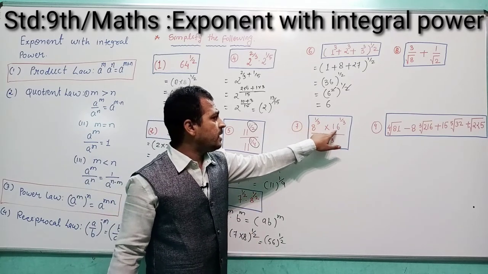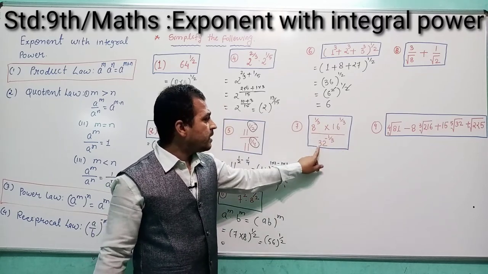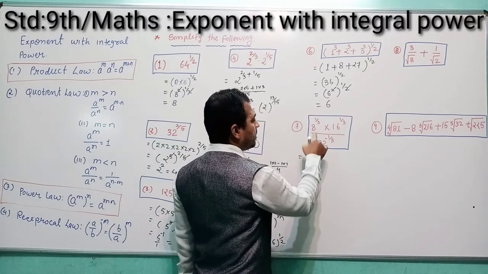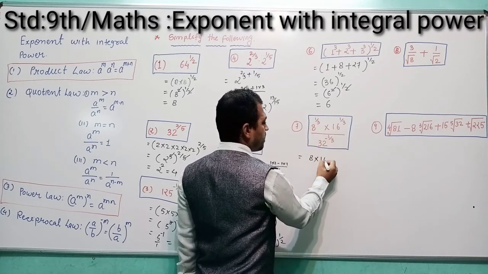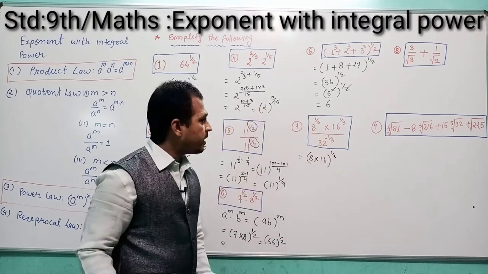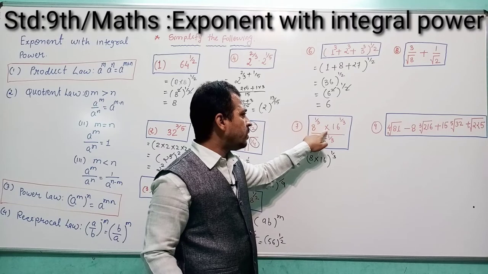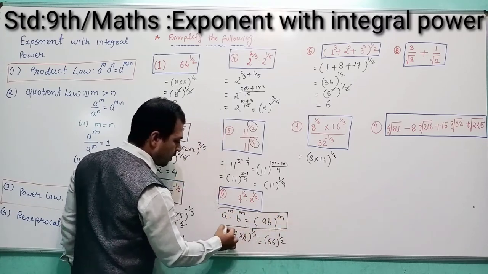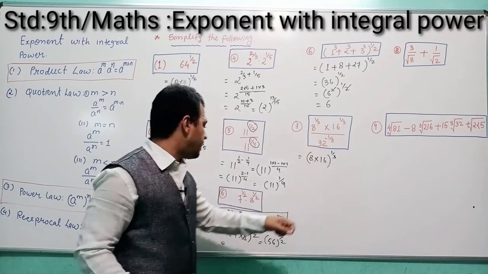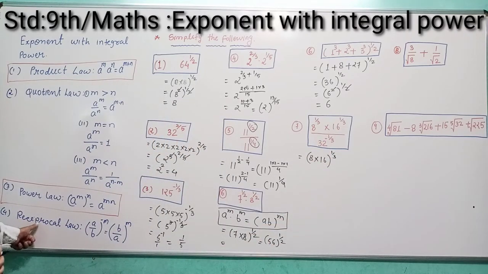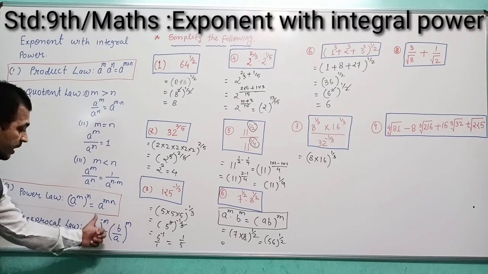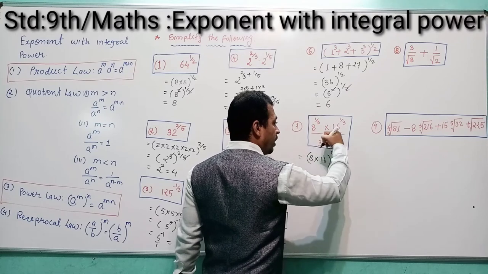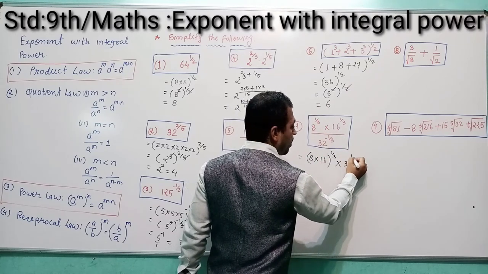Okay. Now the next question, students. 8 to the power 1 by 3 and 16 to the power 1 by 3. And here 32 to the power minus 1 by 3. So 8 into 16 whole to the power 1 by 3. You can write 8 to the power 1 by 3 into 16 to the power 1 by 3 in that way using this formula. And 32 to the power minus 1 by 3 can be written as per the rules of reciprocal: (a by b) whole to the power minus m is (b by a) to the power plus m. So you can write 32 whole to the power minus 1, so you can write 32 to the power 1 by 3.